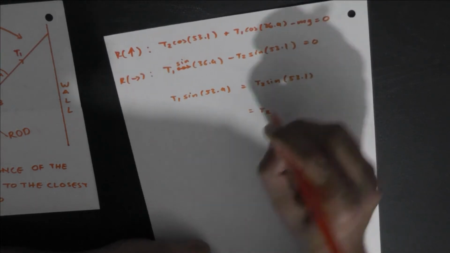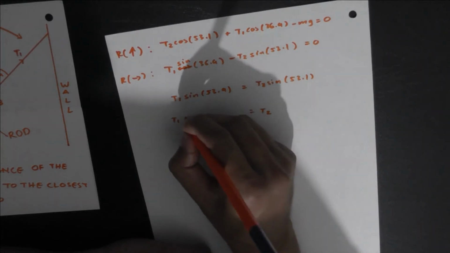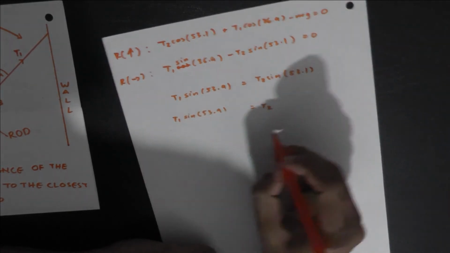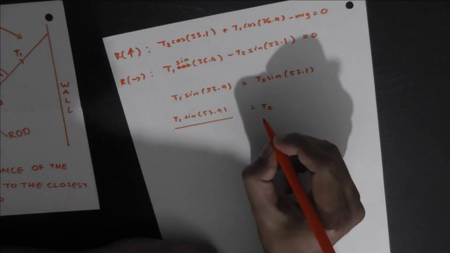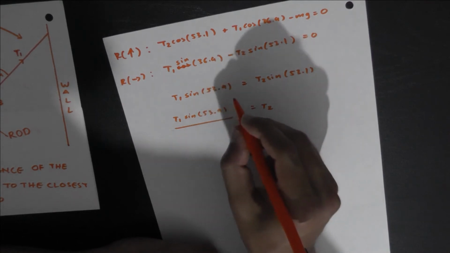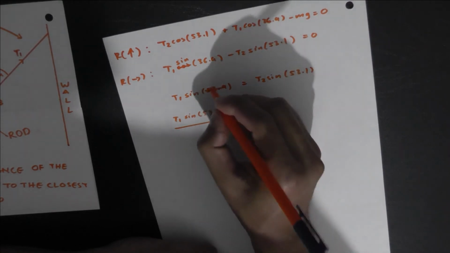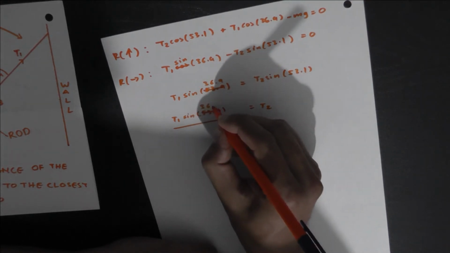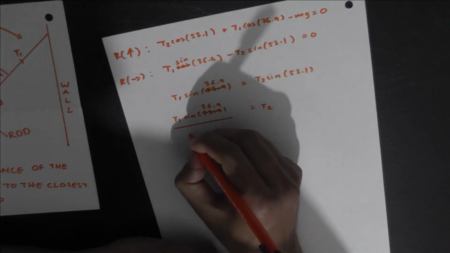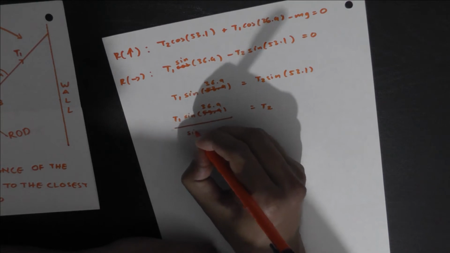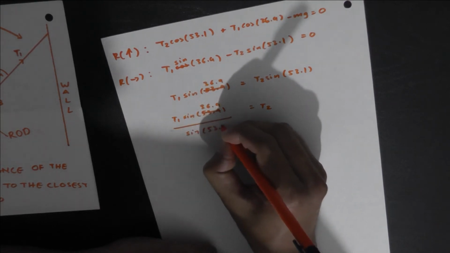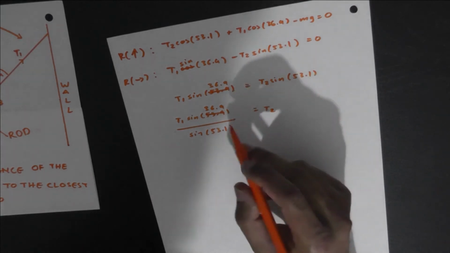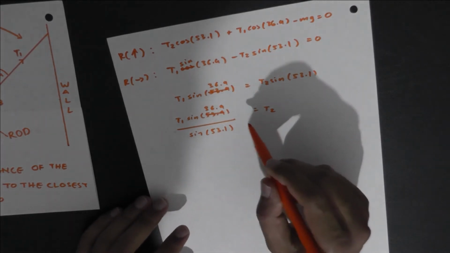T2 equals T1 sine 53.9 divided by, no, where did I get 53.9 from? Sorry. T1 sine 36.9 divided by sine 53.1. So now we've got T2 in terms of T1 and sine 36.9, sine 53.1, which are just numbers.